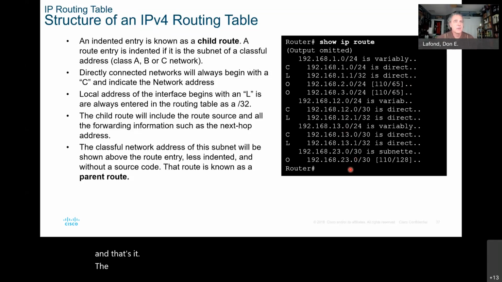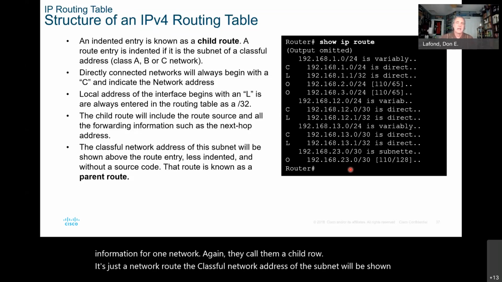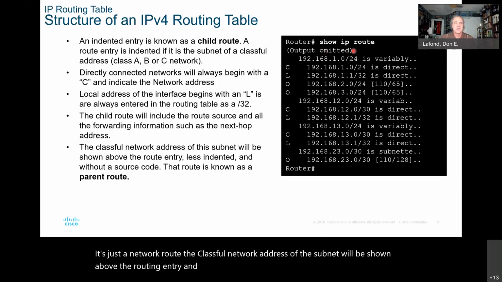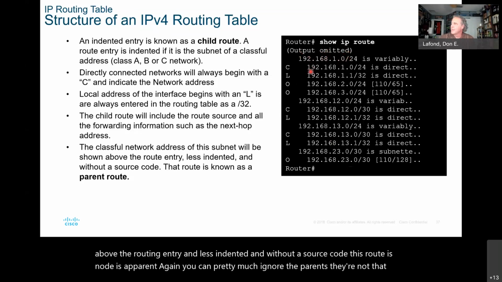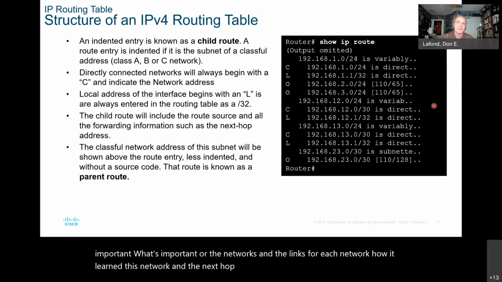The child route will include the route source and all the forwarding information for one network. Again, they call them a child route. It's just a network route. The classful network address of the subnet will be shown above the routing entry unless indented and without a source code. This route is known as a parent. Again, you can pretty much ignore the parents. They're not that important. What's important are the networks and the links for each network, how it learned this network, and the next hop IP, the exit interface, or both.